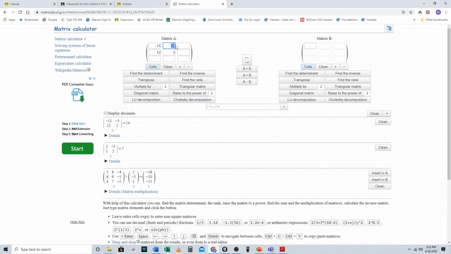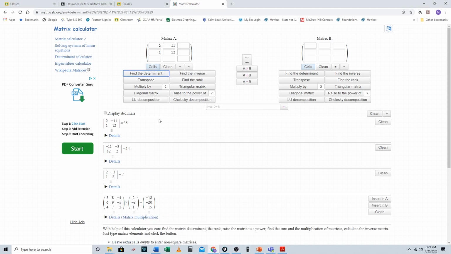14. Change this to negative 11, this to 12, this back to 2 and 1. Find the determinant. 35. See how easy that is?